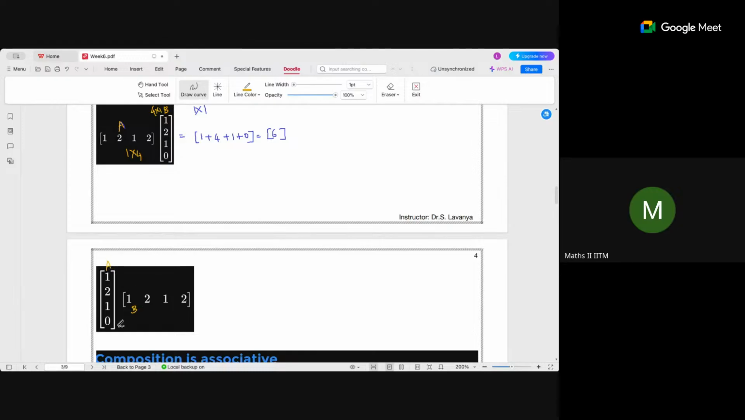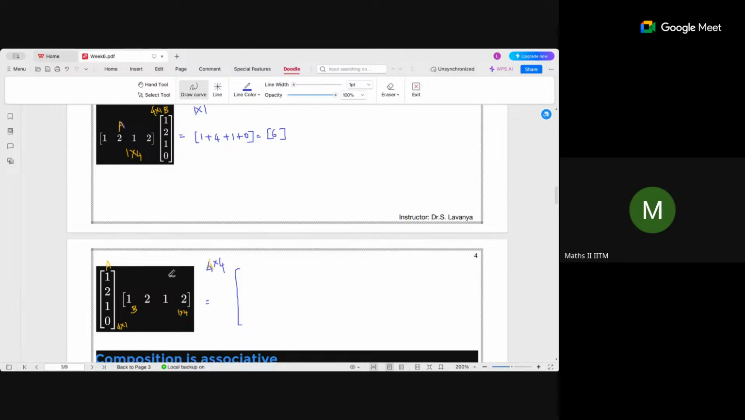A is of order 4 cross 1 and B is of order 1 cross 4. So 1 here cross the 4. The resulting matrix should have size 4 cross 4, right?